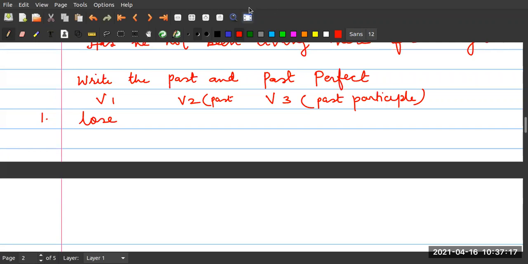Chalo, ye log answer. Okay, Srija. Ma'am, lost. Yes. Past is also lost. And participle is also lost. Yes, very good. Meet. Tanvi, you raised your hand. What is the V2 and V3 of meet? Met. Yes, very good. Met.